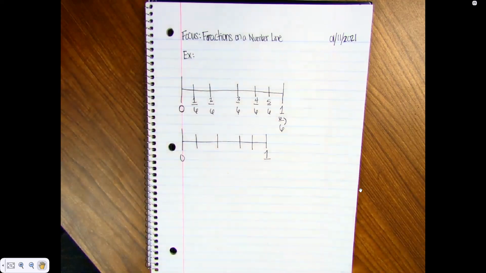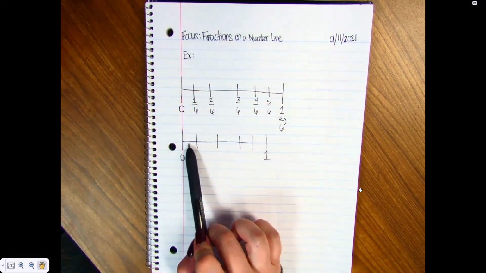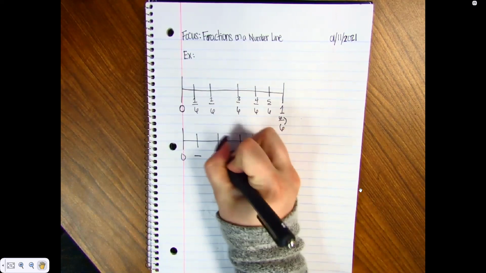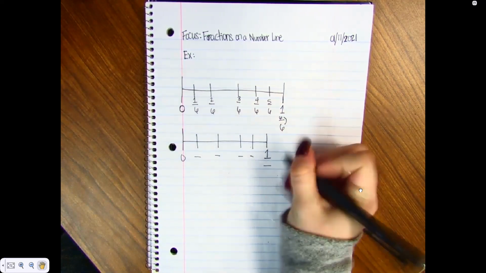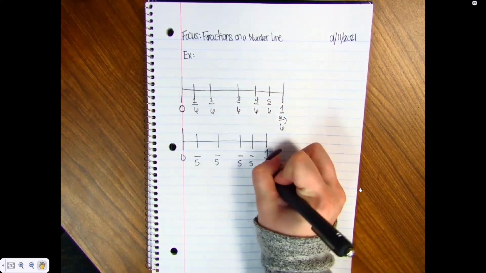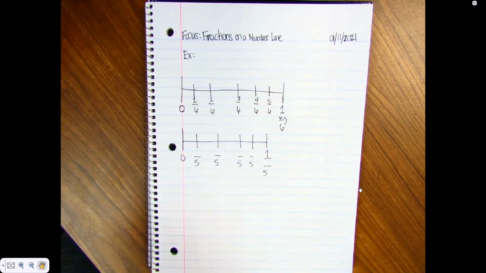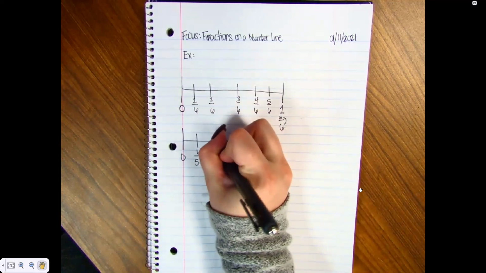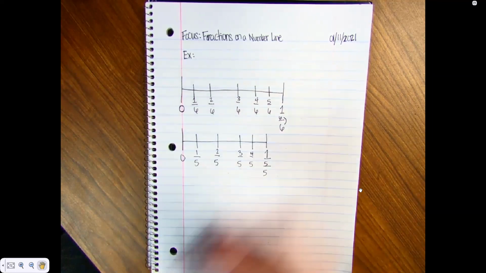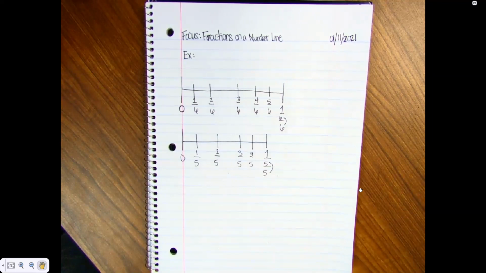All right, so counting the spaces, I have how many spaces? 5. Yes, I have 5 spaces. So what's my bottom number going to be? 5. And then what am I going to do? Count the top ones. I'm going to count the lines. 1, 2, 3, 4, 5. And then I'm making sure this matches this. I got 5 out of 5.